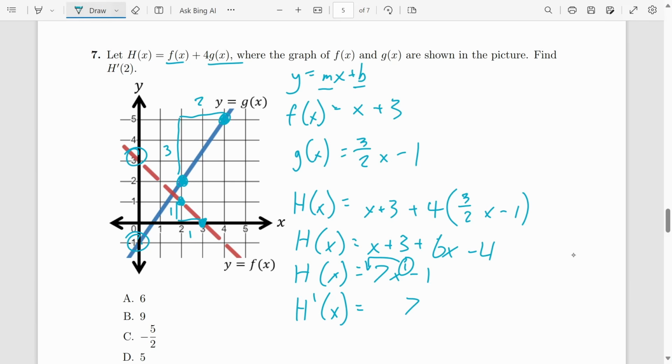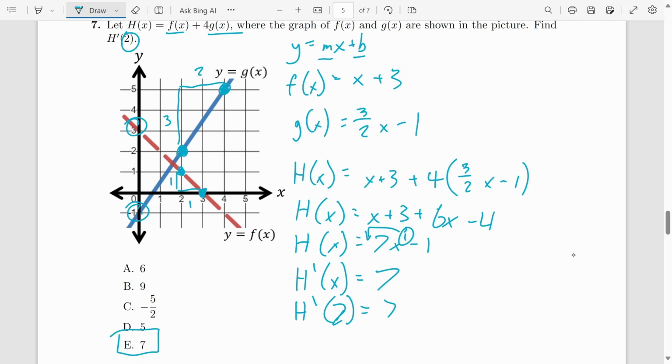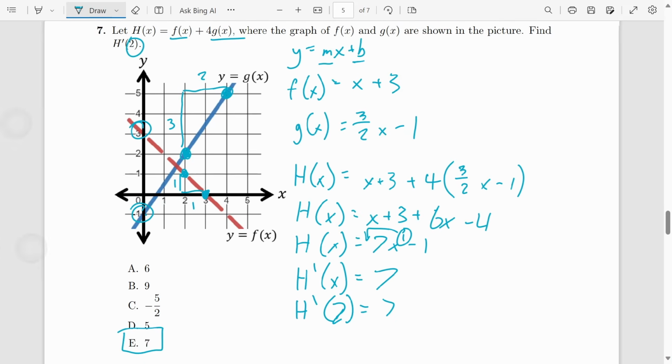You can drop it when doing derivatives, so h prime of x is 7. So there we go. We have h prime of x, and when we plug in 2 for it, there are no x's left in the equation, so h prime of 2 is still 7, and that is our answer. So there we go.